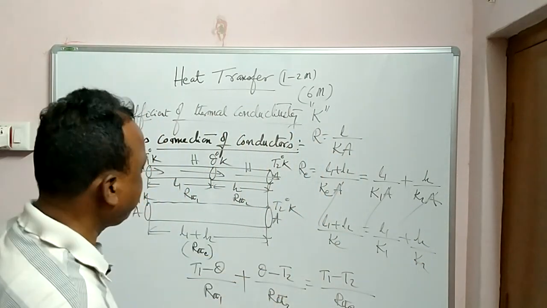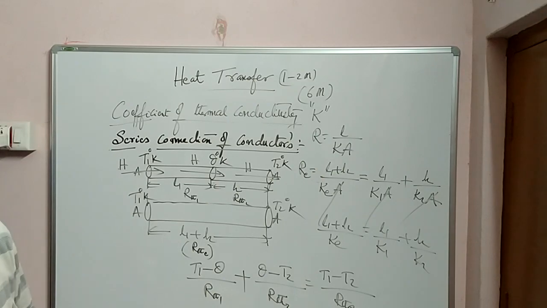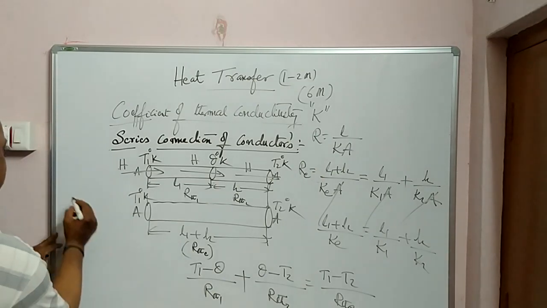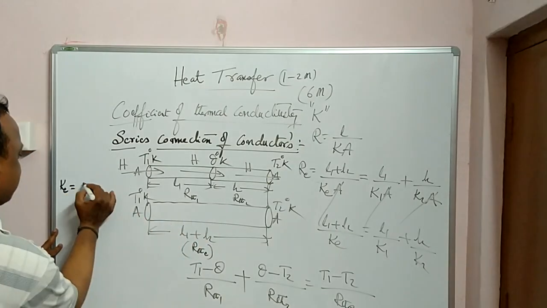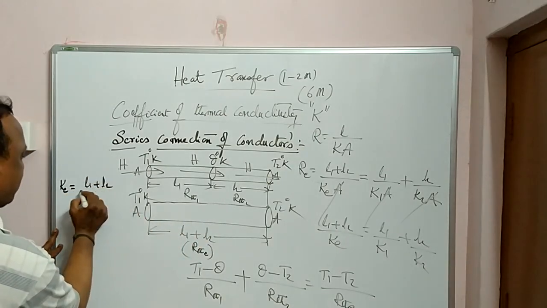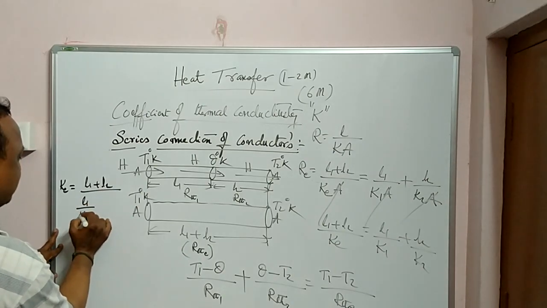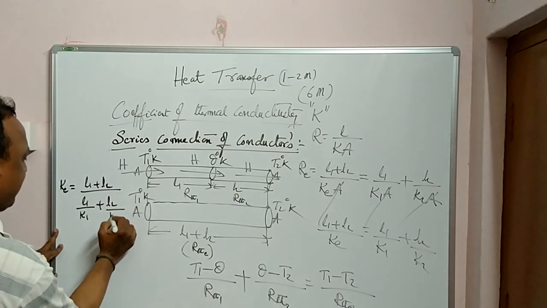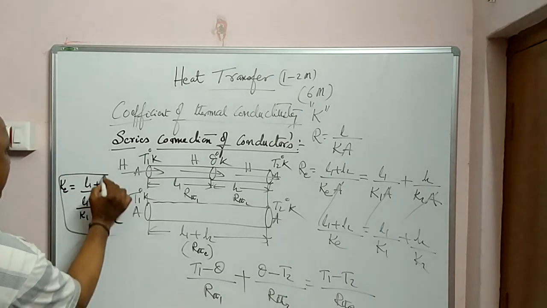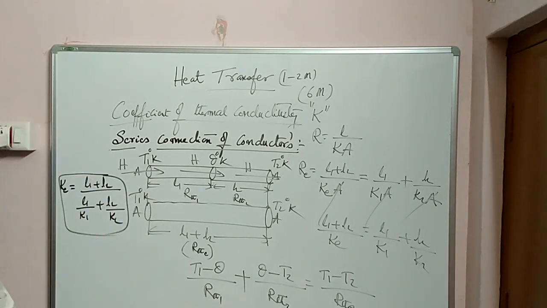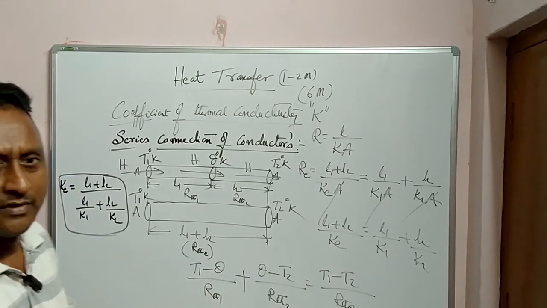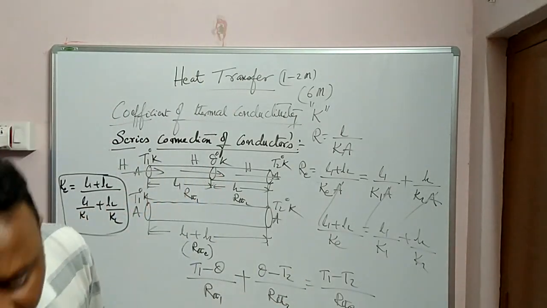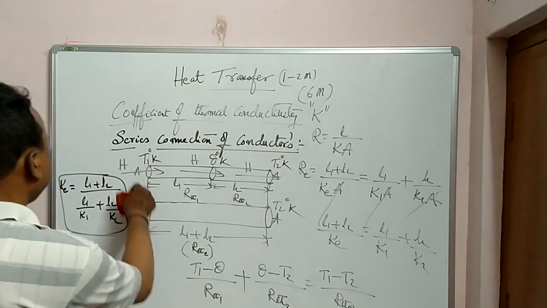So finally, what is the effective coefficient of conductivity when connected in series? In series connection, Ke, the effective coefficient of conductivity, can be taken as L1 plus L2 divided by L1 by K1 plus L2 by K2. This is the final formula for conductors connected in series. So this is the derived formula in the case of series connection. Okay.